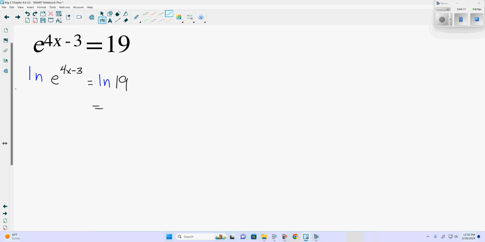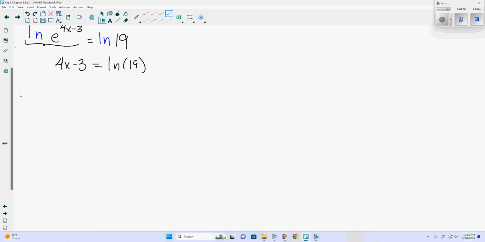Now on the right-hand side, the natural log of 19. Now, if that turned out to be a nice number, then we would simplify it. But unless what's inside the natural log is e, it's not going to simplify to a nice number. Now, the other side, the natural log of e to the 4x minus 3, is it 4x minus 3? It's going to become 4x minus 3. Because the natural log of e is 1. And really what we're doing is we're moving the exponent to the front and then multiplying it by the natural log of e, or just multiplying it by 1, giving us 4x minus 3.